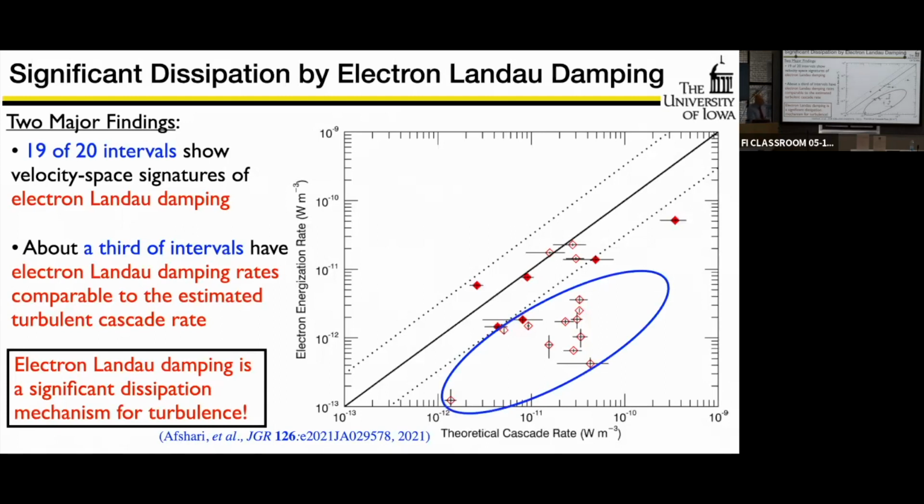Now, the question you may ask is, what the heck is going on down here? Because some of these intervals are only maybe a few percent or 10% of the total cascade rate. Where's the rest of the energization going? So we can focus on this one interval here, and we looked at it a little bit more closely.